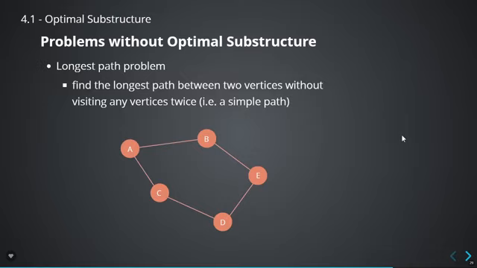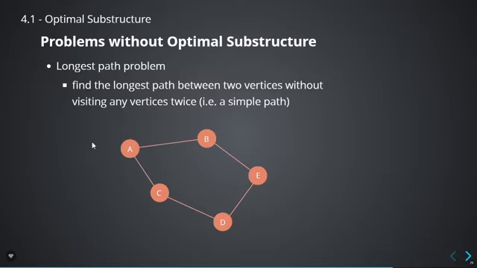So here's one, the longest path problem. I want you to find the longest path between two vertices without visiting any vertex twice, like a simple path. Because if you can visit the same vertex twice, then you can just have a cycle. Like you can go from A to B to A to B to A to B and so on. The longest path would be infinite. So these edges are bi-directional edges. You can go from A to B, you can also go from B to A.